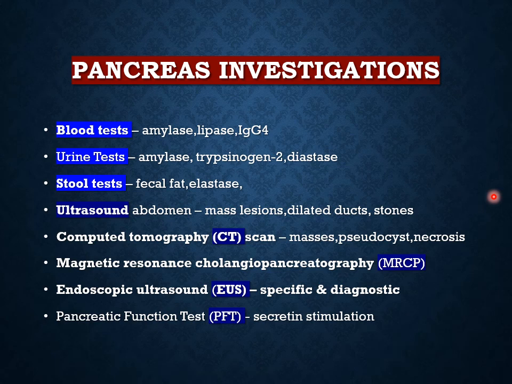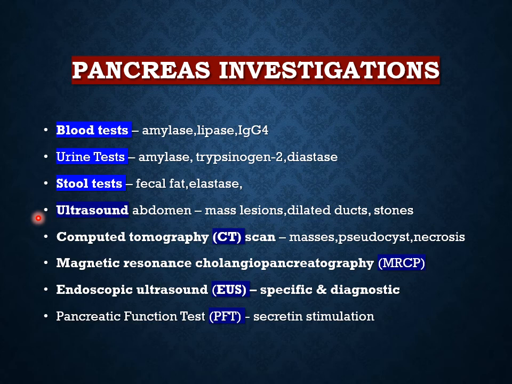Now, for pancreatic diseases, certain investigations are commonly done, which include the list I listed here: blood tests, especially serum amylase and lipase. Sometimes certain immunoglobulins can be done for immune diseases. Urine tests: amylase, trypsinogen 2 and diastase also increase in patients with pancreatic damage. Stool tests, fecal tests and stool elastase tests are also important to assess the function of the pancreas.